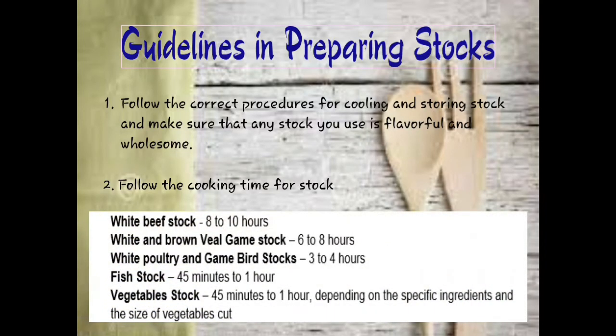Number 2, follow the cooking time for stock. White beef stock, 8 to 10 hours. White and brown veal game stock, 6 to 8 hours. White poultry and game bird stocks, 3 to 4 hours. Fish stock, 45 minutes to 1 hour. And vegetable stock, 45 minutes to 1 hour, depending on the specific ingredients and the size of vegetable cut.